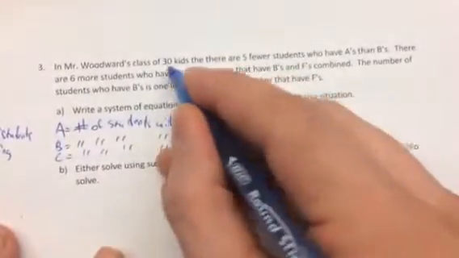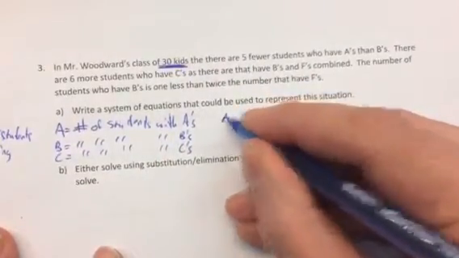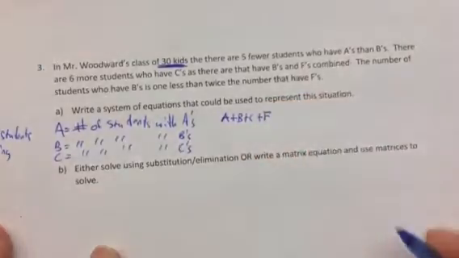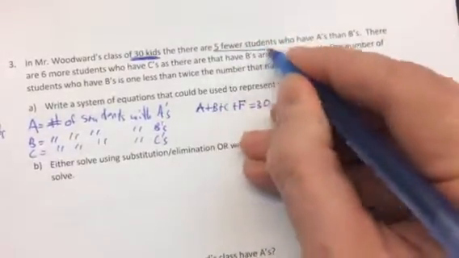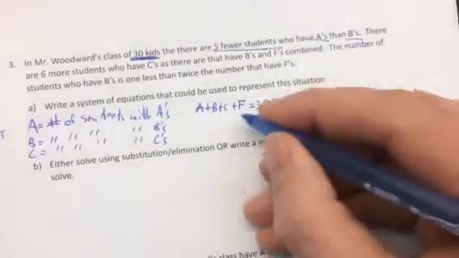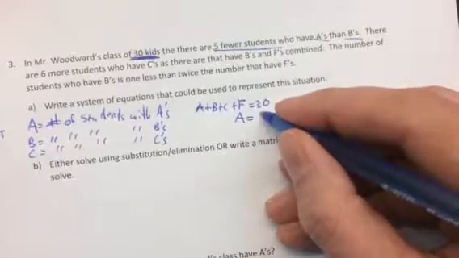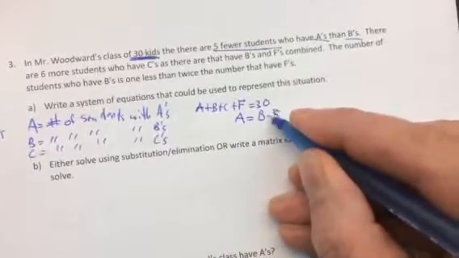The first thing I notice is that it says there are a total of 30 kids. So that must mean the total number of kids who have A's, B's, C's, and F's combined, when we add them all together, has to equal 30. There are 5 fewer students who have A's than B's. That means the number of kids who have A's is 5 less than the kids who have B's. We take away 5 from the kids who have B's.